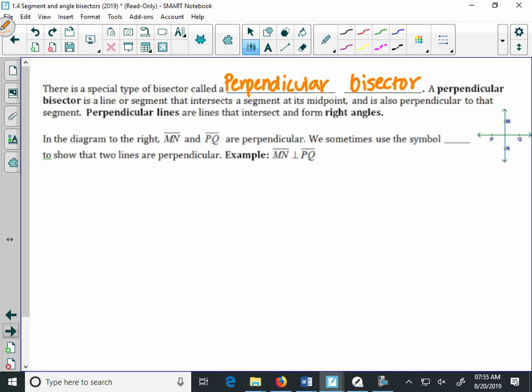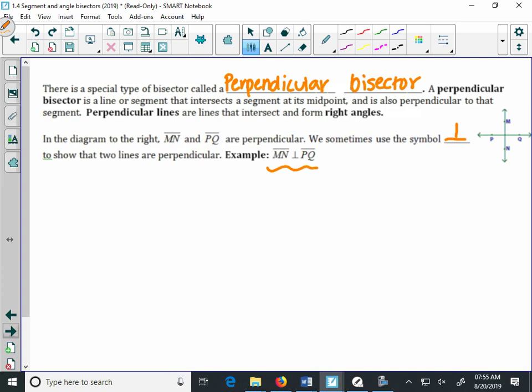So look at that diagram here. MN and PQ are perpendicular. To indicate that segments are perpendicular, we sometimes use this symbol. It looks like an upside down T. So if you've ever seen that symbol, that means those lines are perpendicular. Okay? So it might look something like this. MN is perpendicular to PQ.